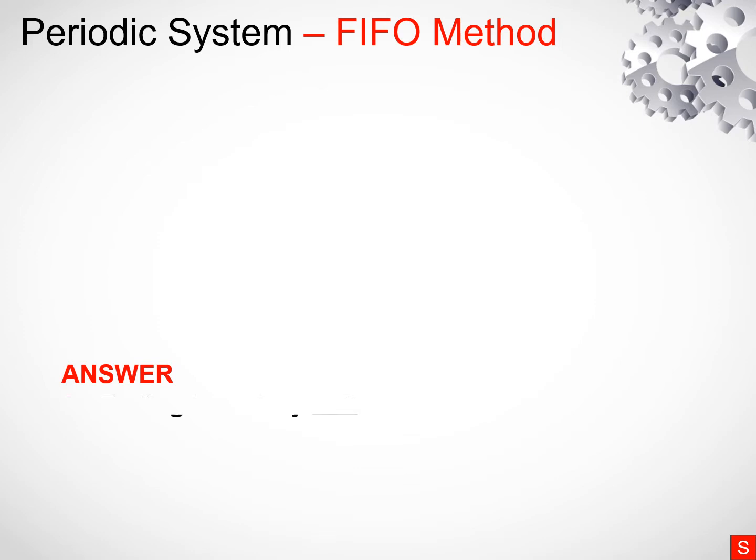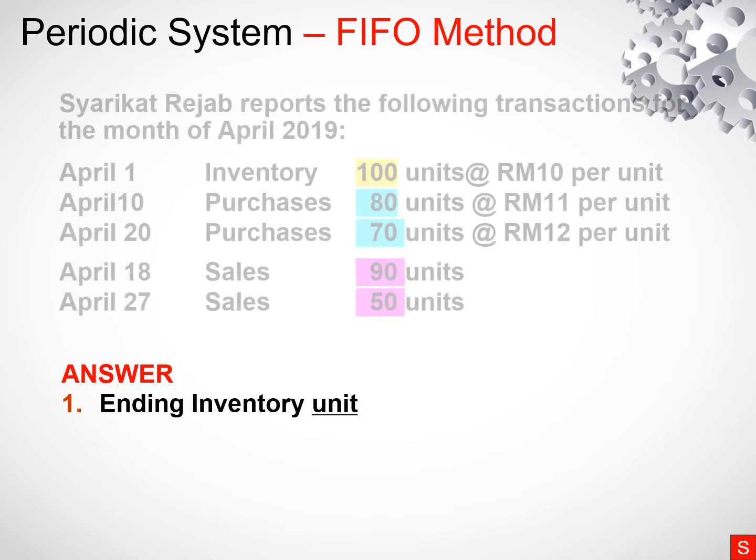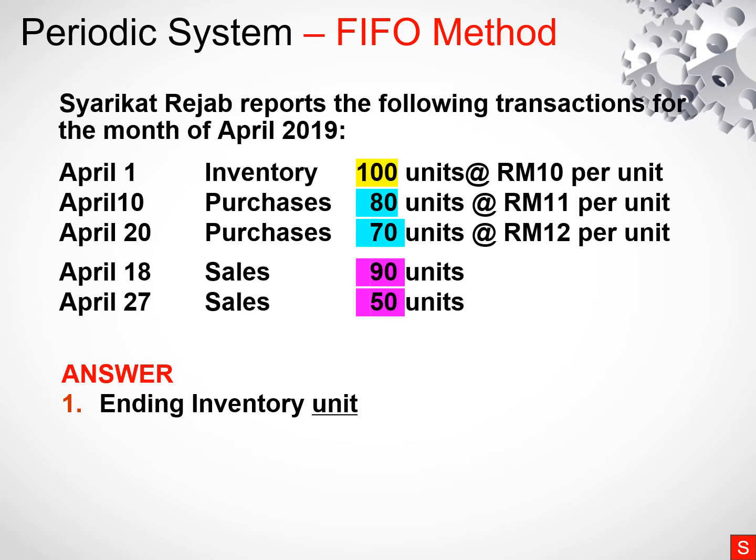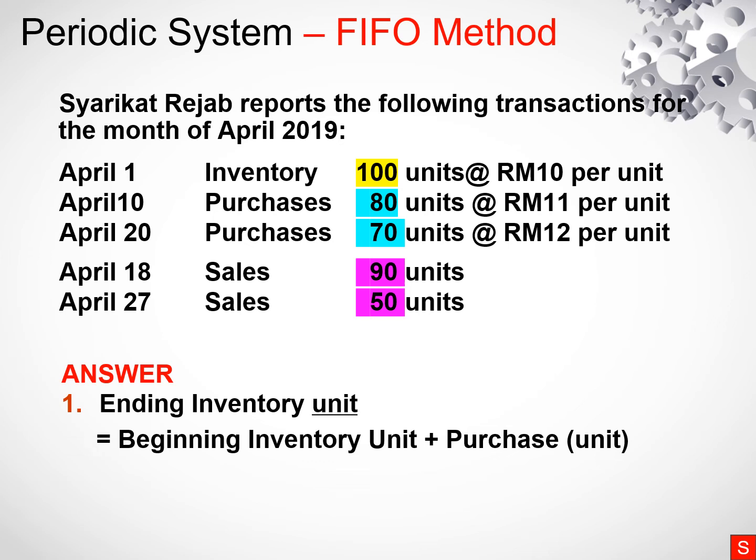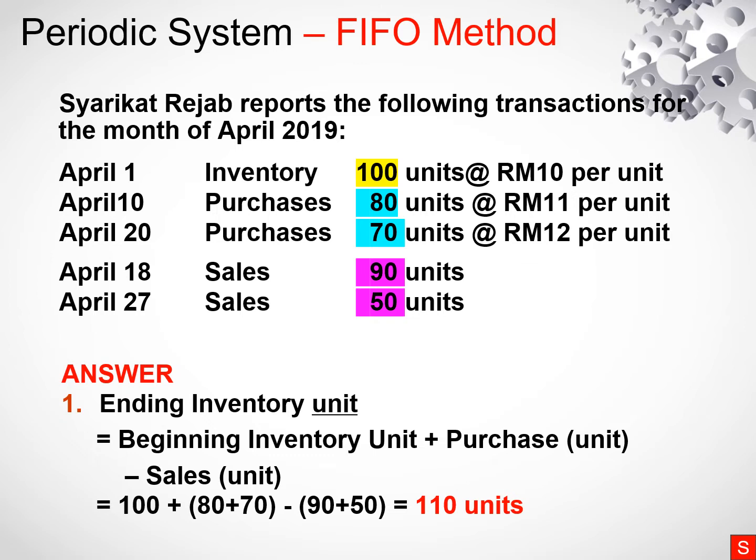Question 1 is ending inventory in units. To answer this question, look again at the question given. Ending inventory units equals beginning inventory units plus purchases in units minus sales in units, equals beginning inventory of 100 plus purchases 80 plus 70 minus sales 90 plus 50. And the answer is 110 units.